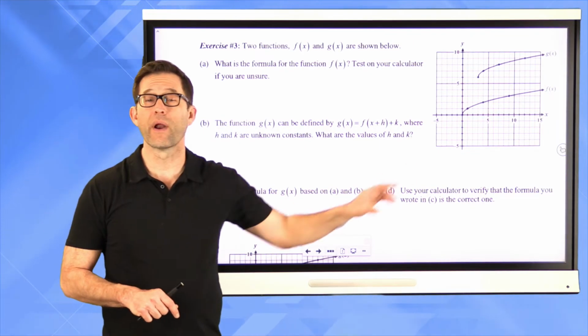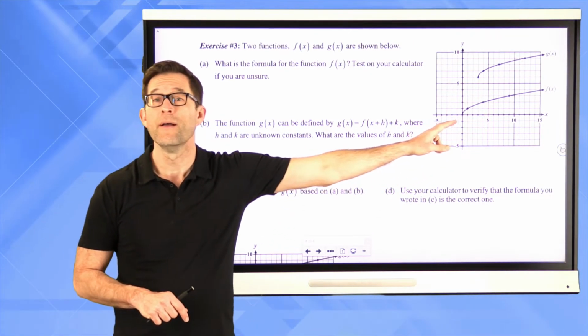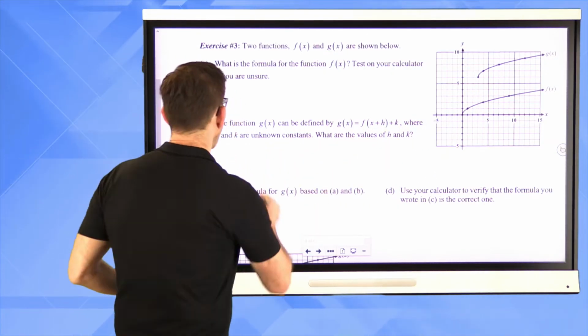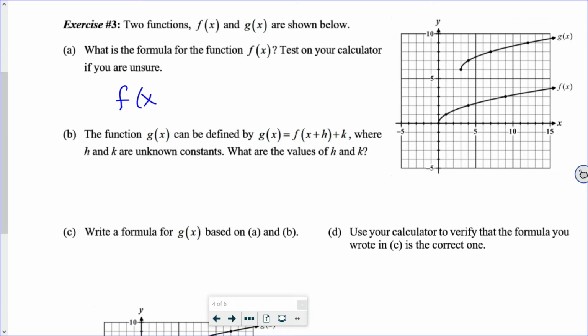Well, hopefully you recognize this from a few lessons ago. This is simply the basic square root function. All right, so f of x equals the square root of x, the positive square root of x.